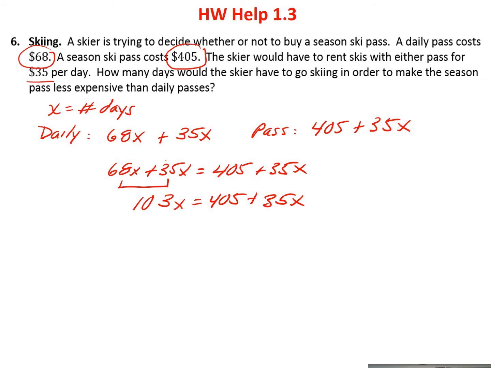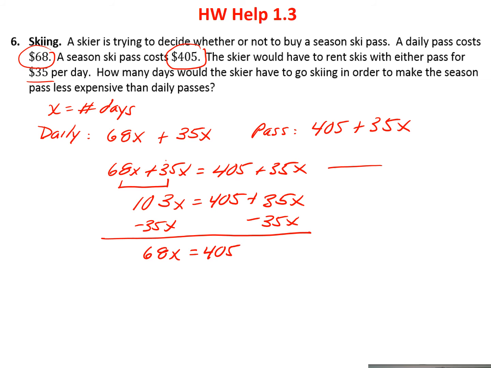So now let's get all the variables on one side. So 35 is smaller than 103, so let's subtract 35x from this side using the subtraction property, and we get 68x equals 405. Now some of you may have seen that right up here. It doesn't matter. We don't even need to worry about how much it's going to cost to rent per day. Those subtract out, and we could have just immediately seen this.